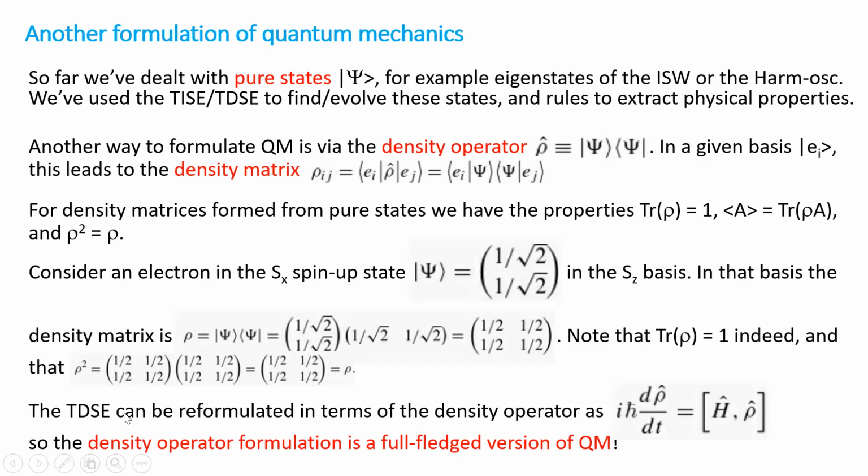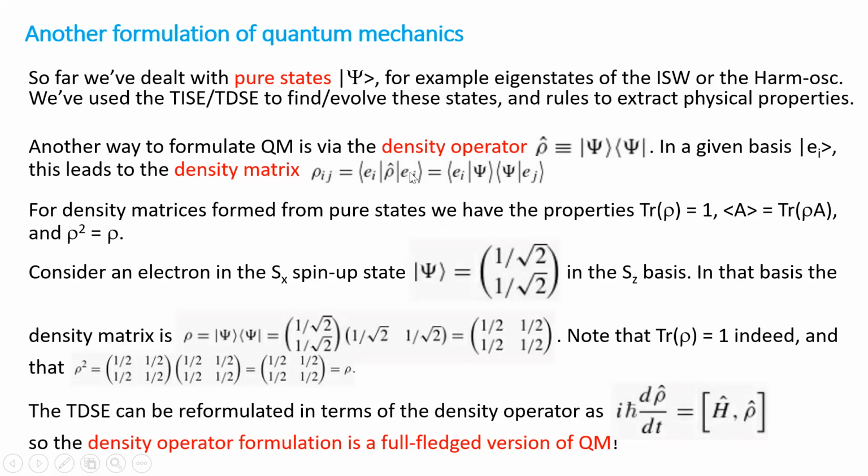Okay, now the TDSE, iħ dψ/dt equals Hψ, in terms of pure state psi, or wave function psi, can be reformulated in terms of the density operator. It looks somewhat similar. We have iħ dρ/dt, but then it turns out to be the commutator of H and the density operator. Okay, and that can be proved. So this is equivalent to the time-dependent Schrodinger equation. So this density operator formulation is a full-fledged version of quantum mechanics.